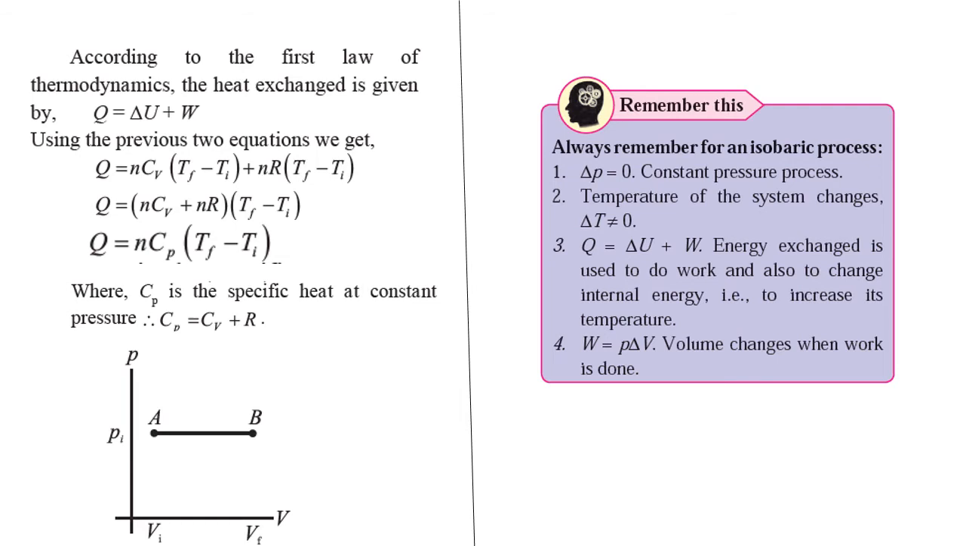for an isobaric process, the change in pressure is equal to 0, that is, it is a constant pressure process, then change in temperature is not equal to 0. Then Q is equal to delta U plus W, that is, the heat exchanged is used to do work and also to change its internal energy. And W is equal to P delta V, that is, volume changes.